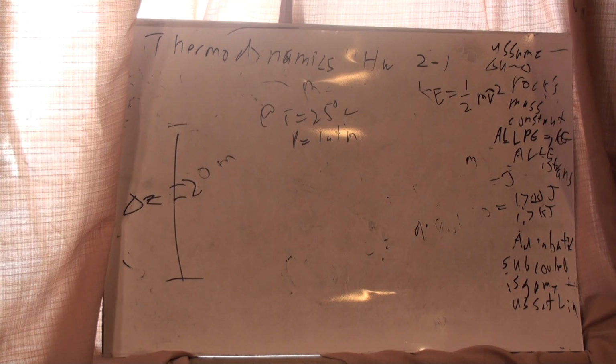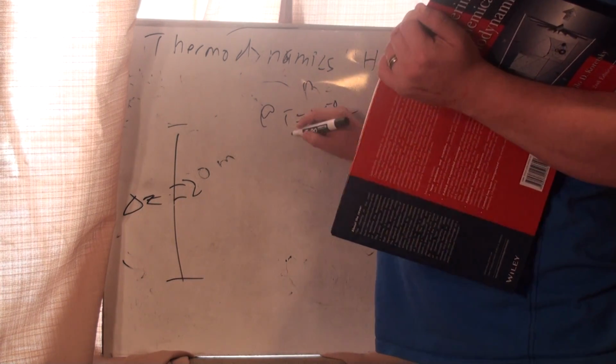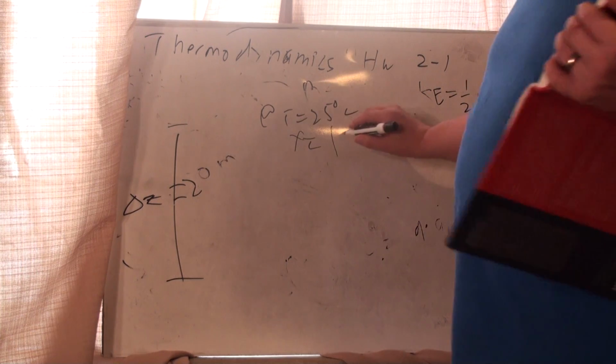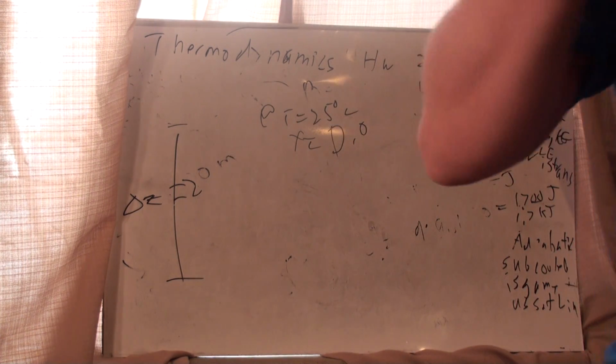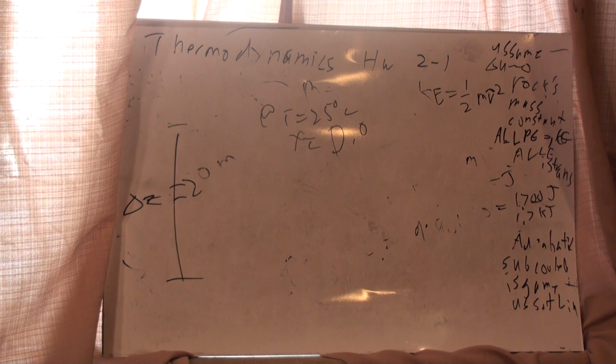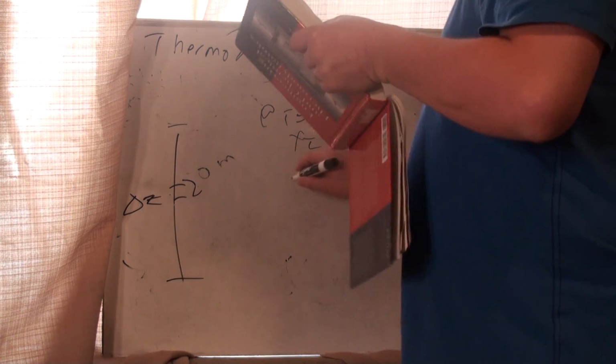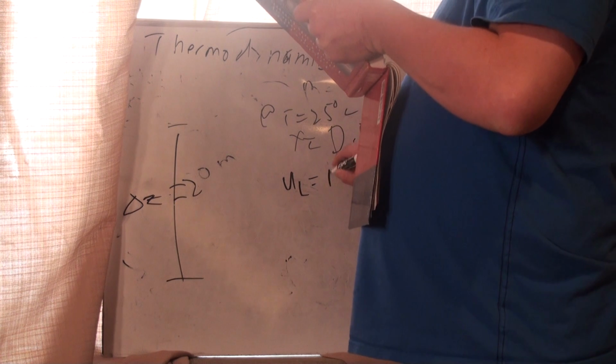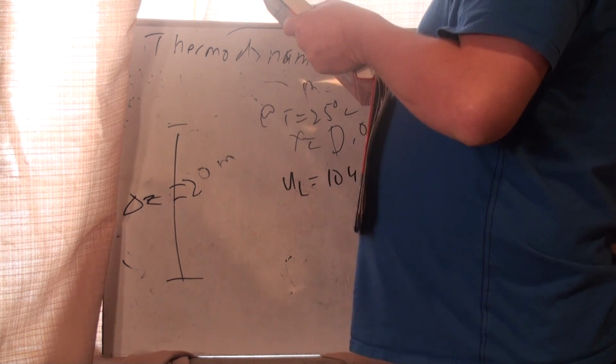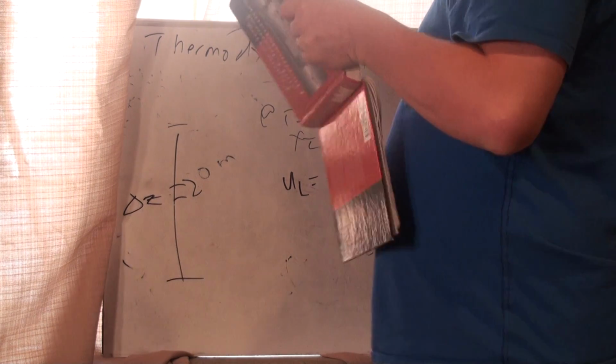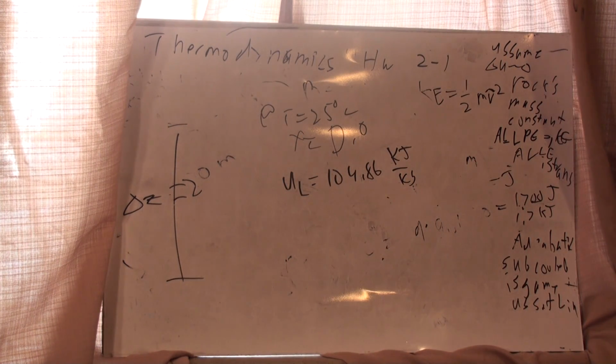It's an okay assumption. So instead of P equals 1 atm, because I don't have that in my steam table, I do have this though. So I'm going to assume my quality is equal to 0, and then my temperature is 25 degrees Celsius. So I go to 25 degrees Celsius. And what I'm asking for is, I increase the energy. So I have an energy, U liquid, equals 104.86 kilojoules per kilogram. Okay.